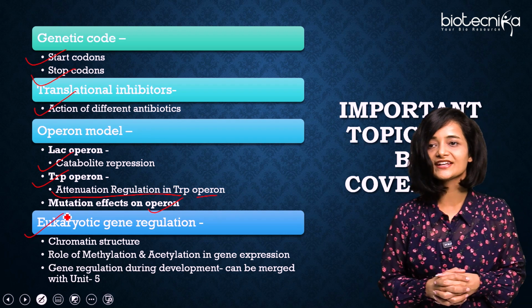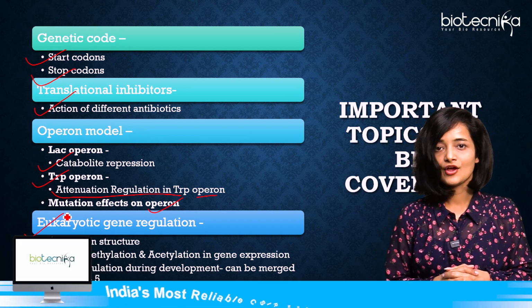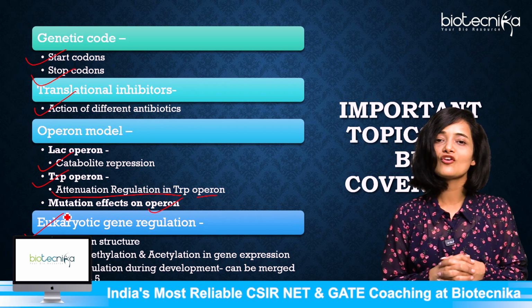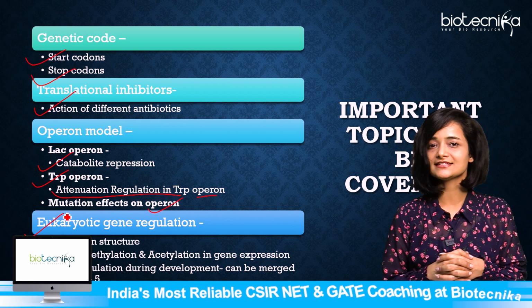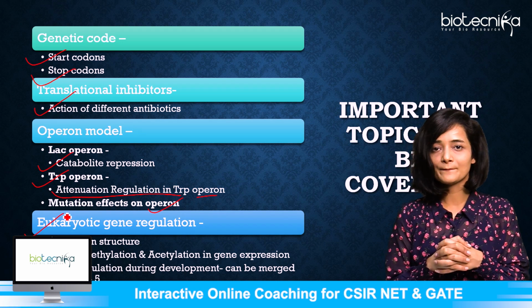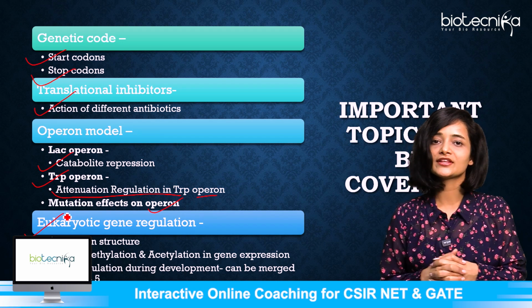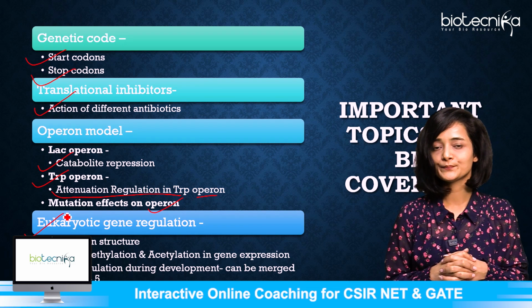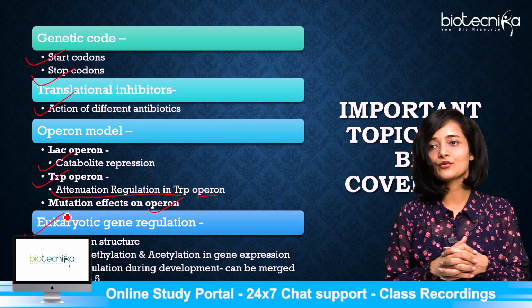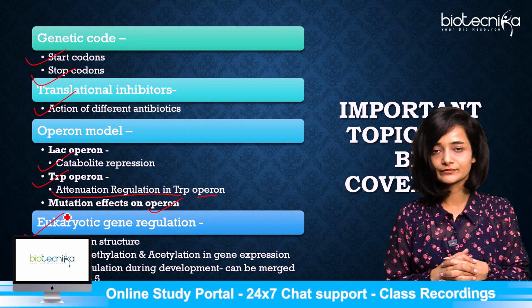Then comes eukaryotic gene regulation, where you need to be thorough with the chromatin structure, role of methylation and acetylation in gene expression. The gene regulation during development can be merged with Unit 5 when asked in exam. Unit 5 is basically developmental biology, so you can study both of these concepts together.